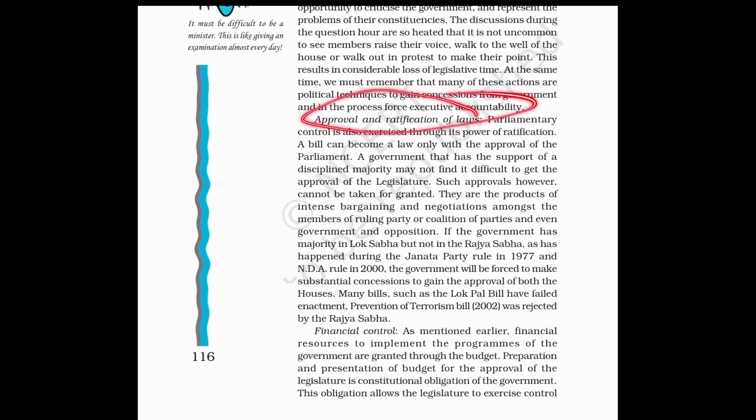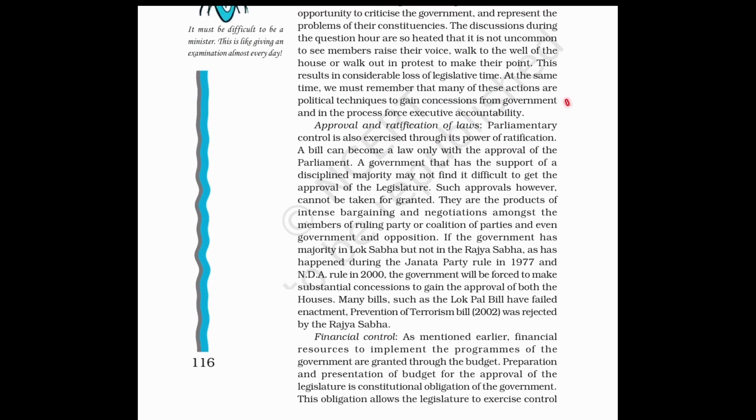Next is approval and ratification of laws. So, of course, a bill can become a law only with the approval of the parliament. If it is not passed by both the houses, and passed by both houses does not mean passed only by the government. Houses means including the other members, of course. So, until and unless it is done, a bill will not become a law. So, that is pretty much clear here.